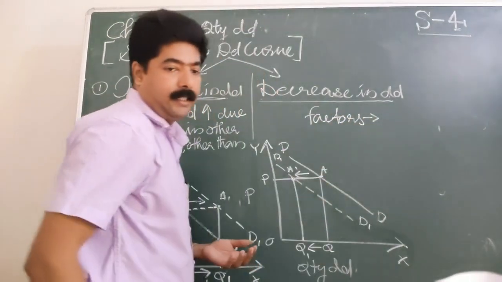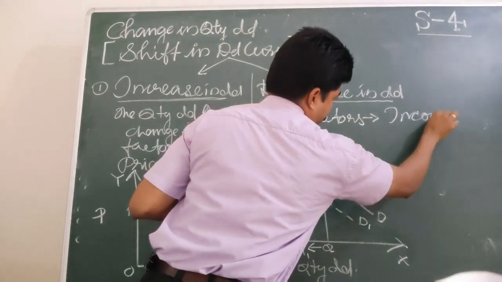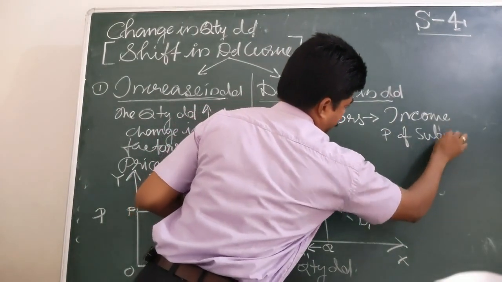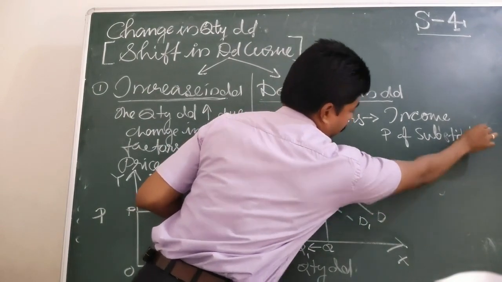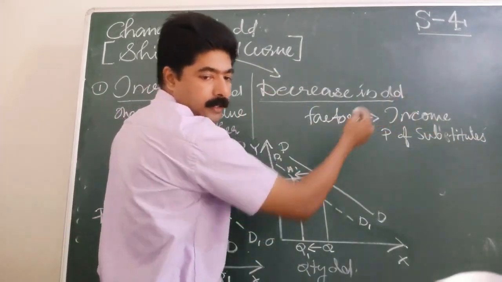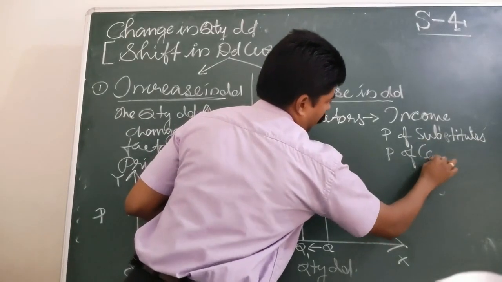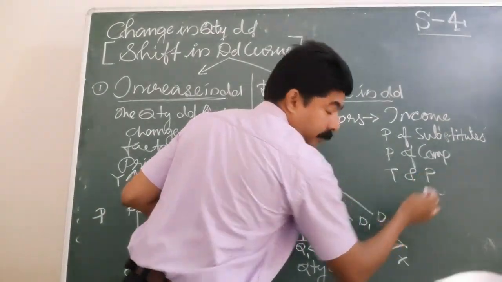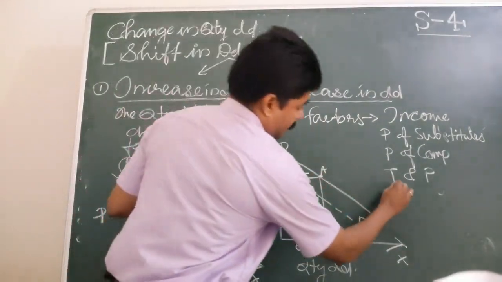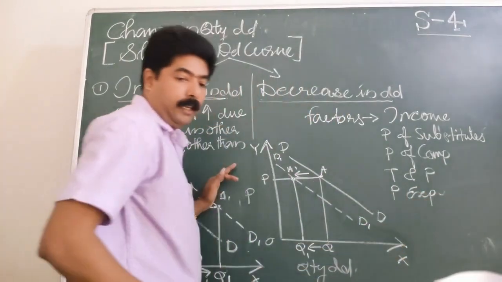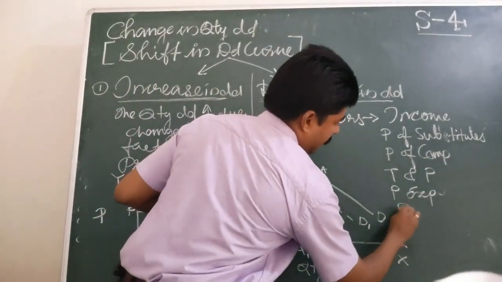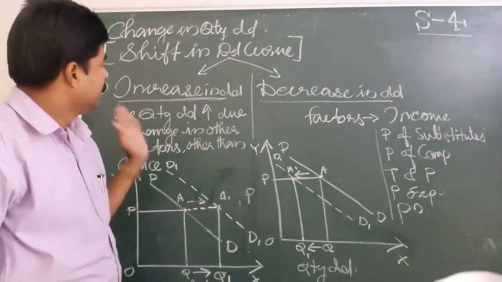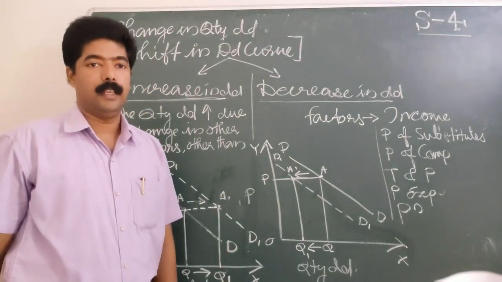If we list the factors, the first one is the income of the consumer, and the second one is the price of substitutes. The third reason is the price of complements, and the fourth one is taste and preference. We have studied all the determinants. Then price expectations, then population, the size of population. These are the shifting factors, the reasons behind the increase and decrease in demand. I think you are clear.